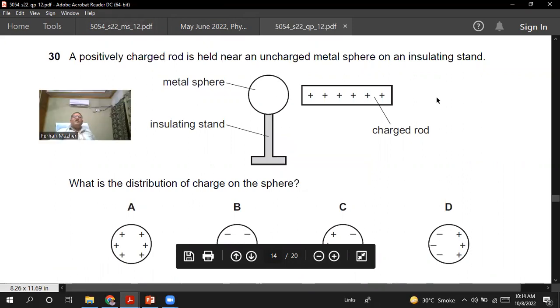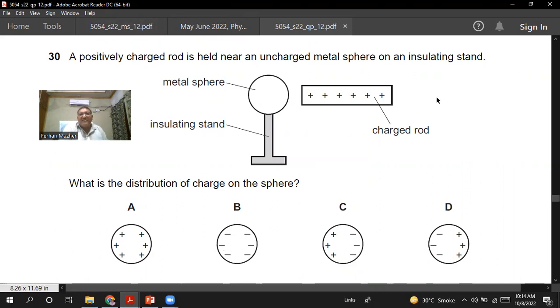Okay, so we are on question number 30. A positively charged rod is held near an uncharged metal sphere on an insulating stand. What is the distribution of the charge on the sphere? So the free electrons will accumulate here because they will be attracted to this positive rod. So here the negative will appear, and here due to deficiency of the electrons, a positive will appear. The negative and the positive will be equal to each other.